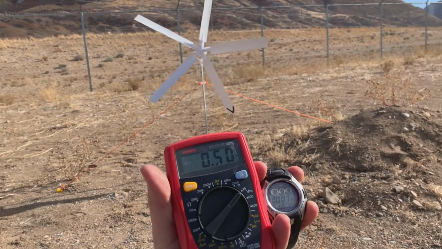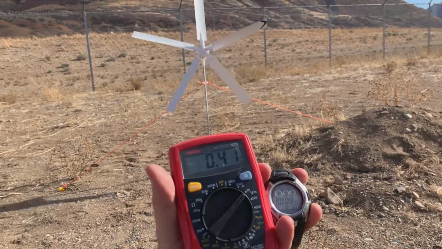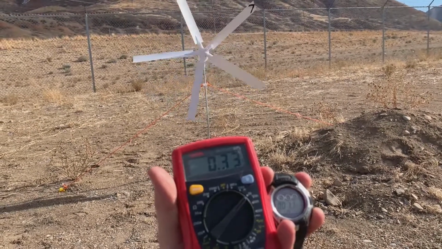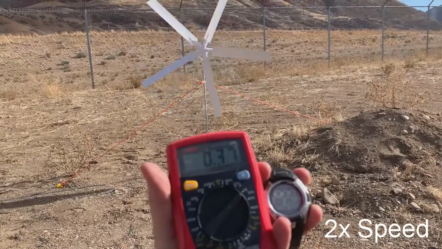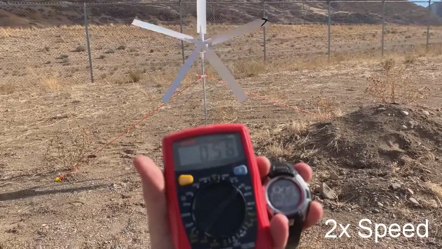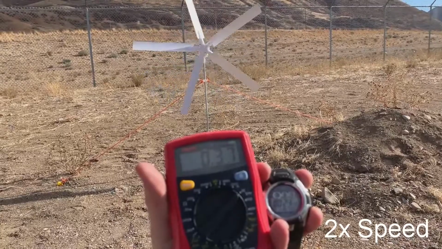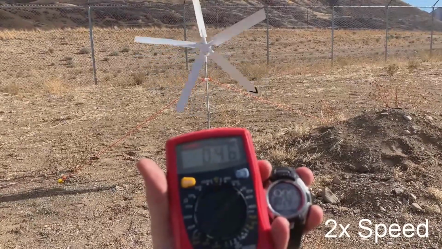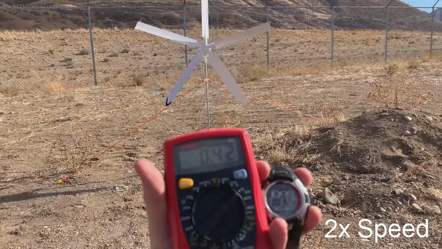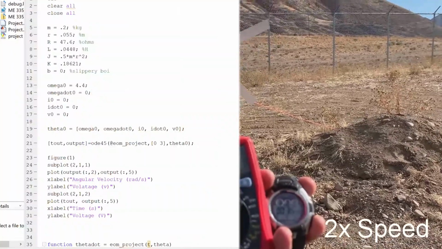Within the first 10 seconds the blade spun about 7 times, meaning that it was spinning at about 42 RPM, or 4.4 radians per second. So a key takeaway here is that this thing would have to be spinning insanely fast to actually output close to 12 volts to start charging a battery, unless I use some kind of gear system or boost converter. From here I went back into Matlab.